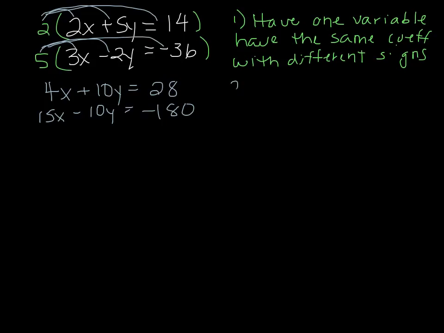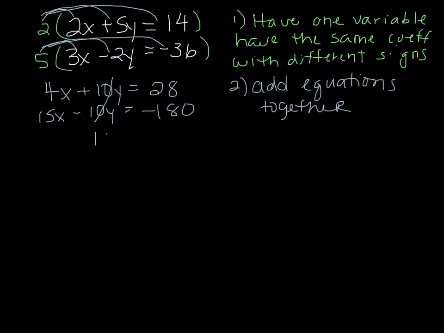So now remember that the second step is to add the two equations together. If we did this right, one of the variables should cancel out, and we can see that the 10s, positive 10 and negative 10, make 0, so they cancel out. If we did it wrong, that wouldn't happen. We'd have to go back and recheck our work. So 4x plus 15x is 19x equals 180 minus 28. We're going to get negative 152. Divide both sides by 19. And we get x equals negative 8.